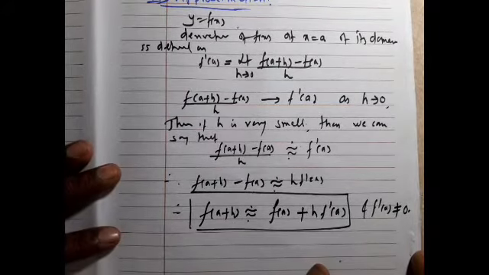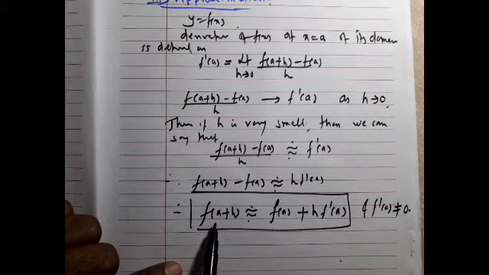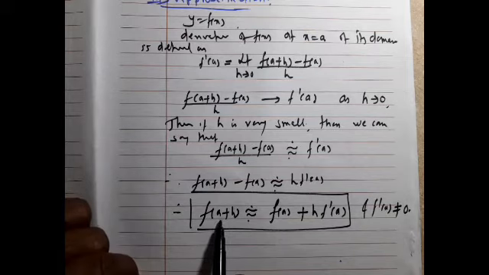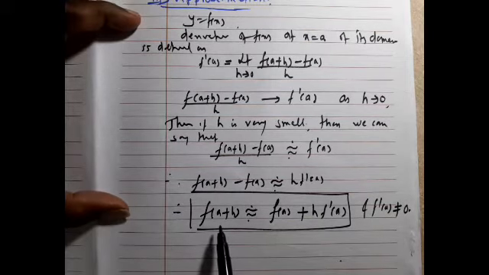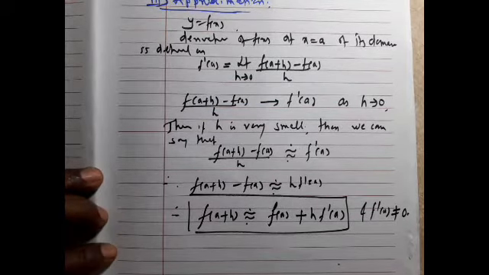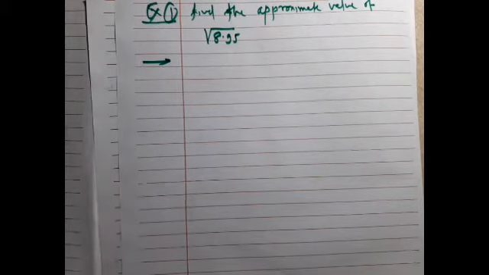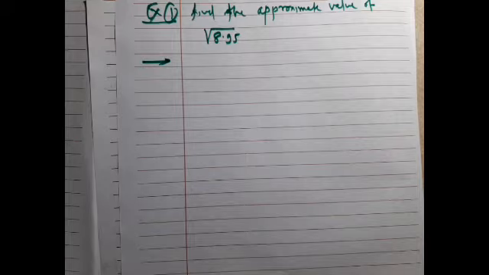So if you have to remember this formula, a will be given, h we have to search. The given number is nothing but a plus h. According to this step, we can find the approximate value of the given problem. The first example, find approximate value of root of 8.95.